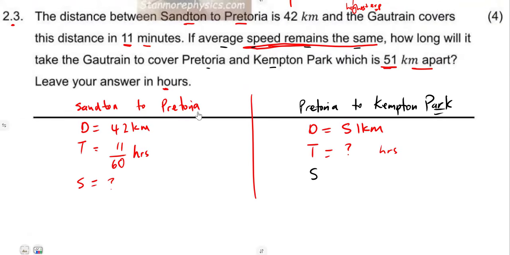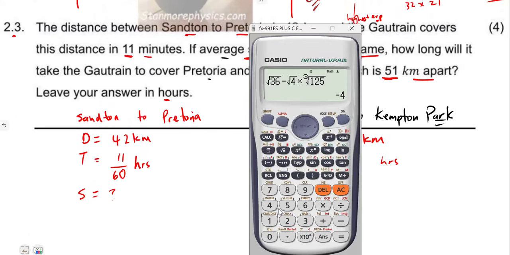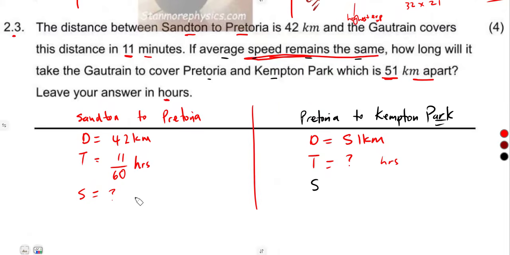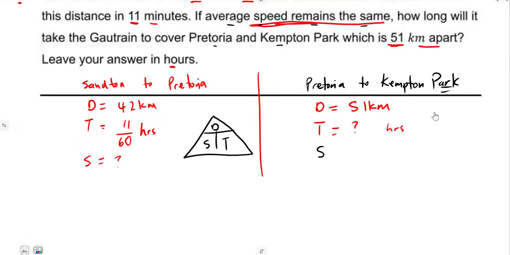They used 0.5 hours. No, 11 minutes means in hours, it's 11 over 60. That's not 0.5. It's an endless decimal that you're going to have. So they just made a mistake on that one. You must correct. So we can use our DST to find the speed on this first part between Centon and Pretoria, because we have got distance and time. So speed can be calculated.